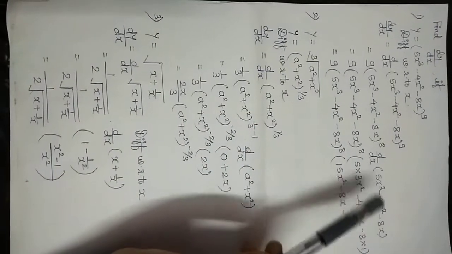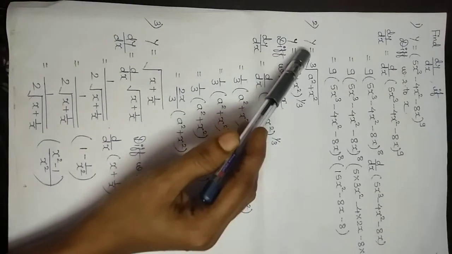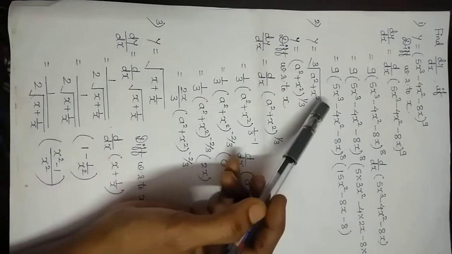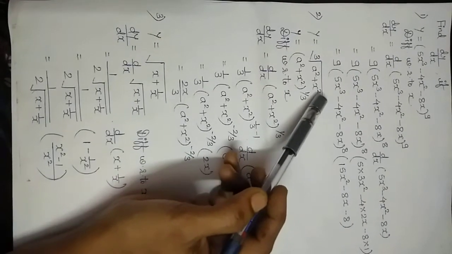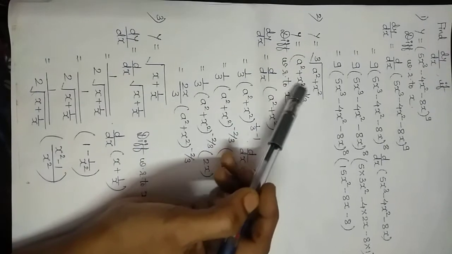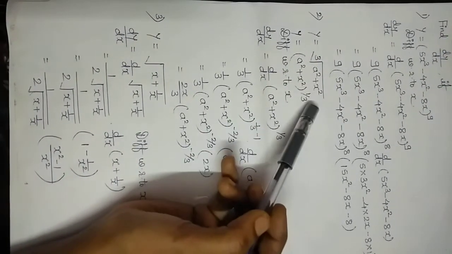So by simplification of this bracket we will get 15x square minus 8x minus 8, and the first term will be as it is. Suppose we consider a second example, y is equal to cube root of a square plus x square. Now we can write this in simplified form as (a square plus x square) the bracket raised to 1 upon 3, because cube root is given.